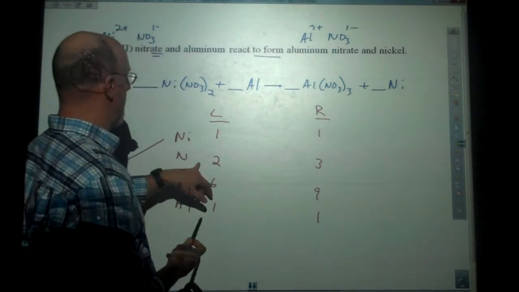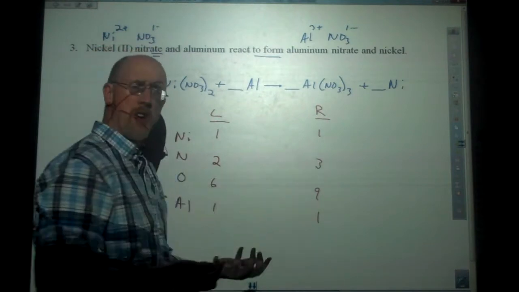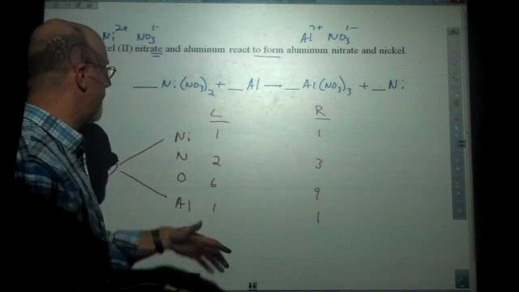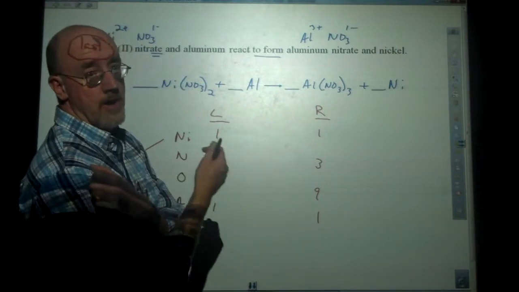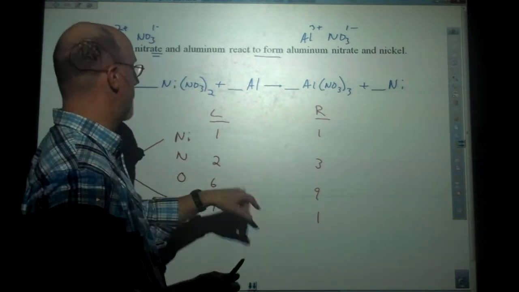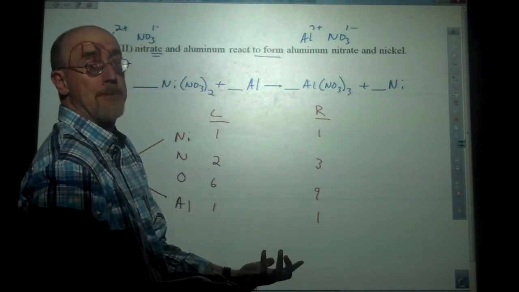So let's start with the nitrogen. We've got 2 and 3. That's kind of weird, you've got an even number and an odd number. If you go back to your math, 2 and 3 have to match. So you're going to go to your least or lowest common multiple. The lowest common multiple of 2 and 3 is 6.